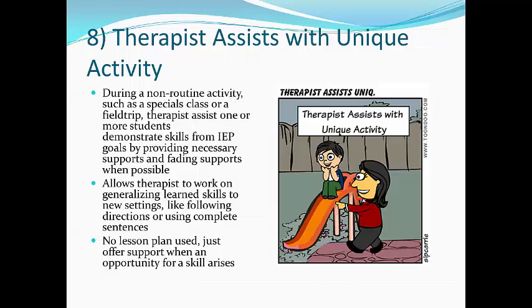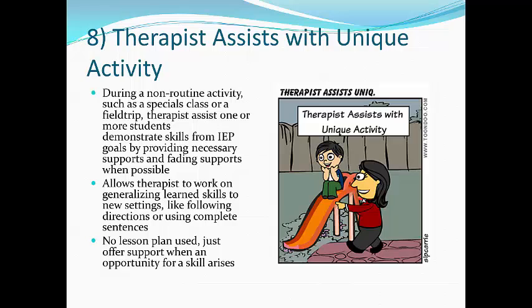Okay, so that would be assisting with a routine activity, and we also have assisting with a unique activity. So this would be something that's non-routine, like a specials class or a field trip. And the same thing is going to happen. The therapist is going to assist one or more students and help them demonstrate those skills from the IEP goals by providing necessary supports and fading those supports when possible. So this allows the therapist to work on generalizing learned skills to new settings, like following directions or using complete sentences. And you don't need a lesson plan for this, because this is probably going to be an activity that you're not going to be able to predict what's going to happen.